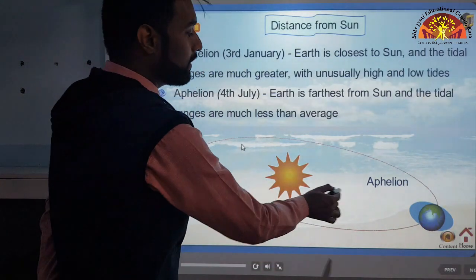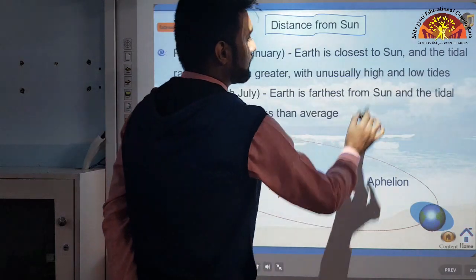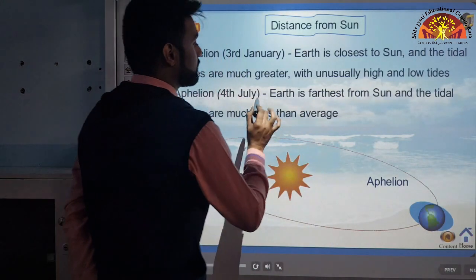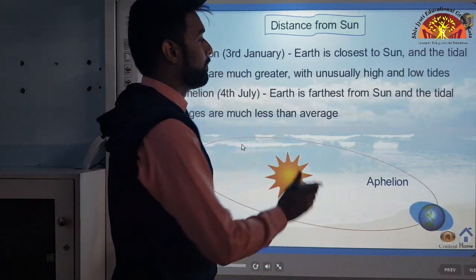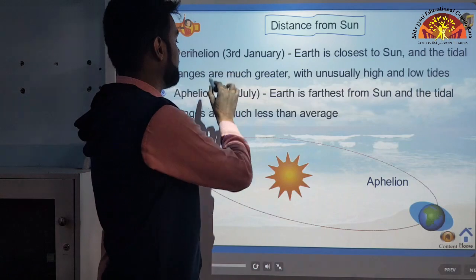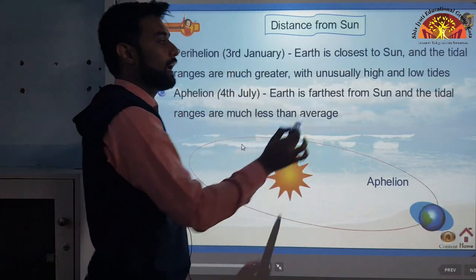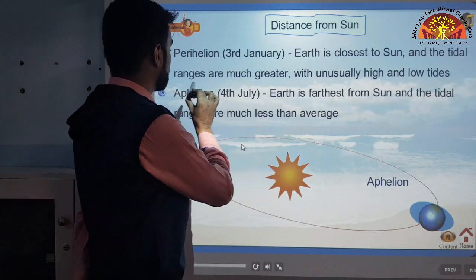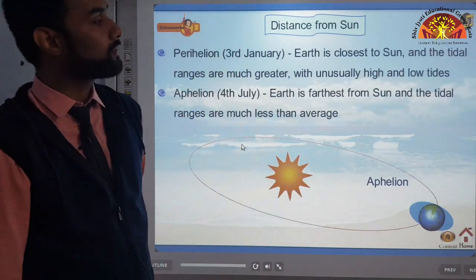But during aphelion, when the sun is farther, what will happen? On 4th of July, earth is farthest from the sun and the tidal ranges are much less than average because the sun's gravitational pull will be weaker. So this is called the perihelion and aphelion, and how it affects the tide. On perihelion, we will have unusually high and low tides, and on aphelion we will have average heights of tide because the earth is far.